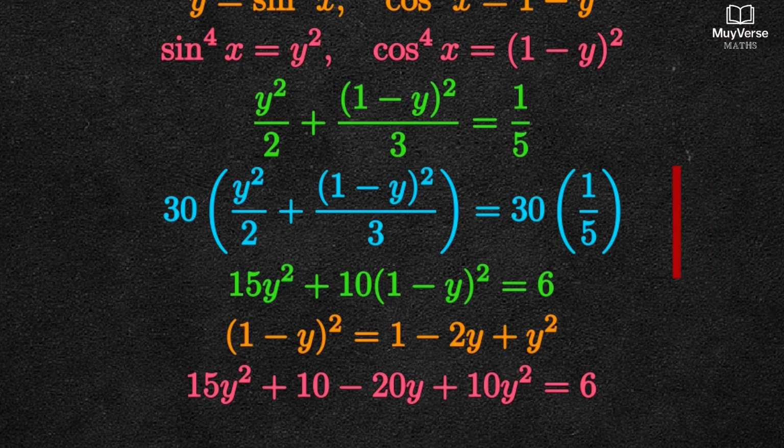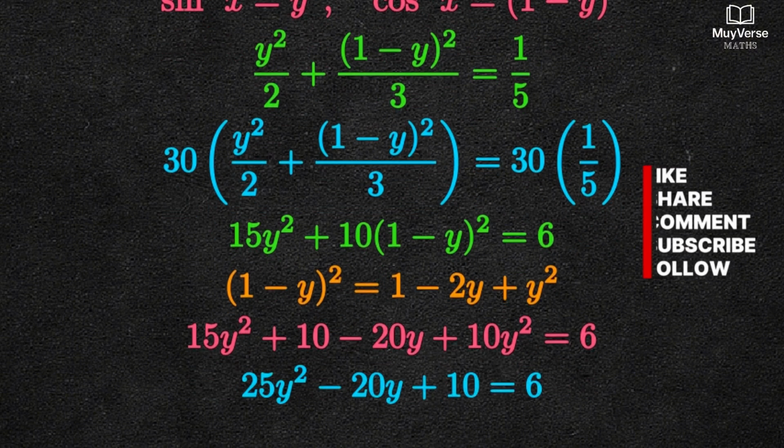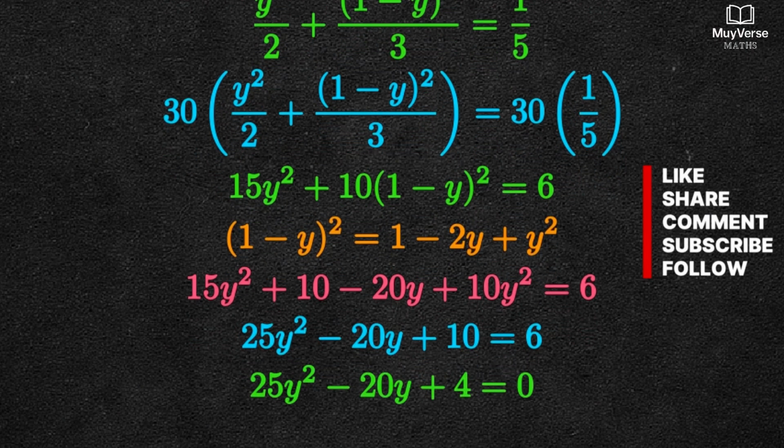Combine like terms. 25y squared minus 20y plus 10 equals 6. Move 6 to the left. 25y squared minus 20y plus 4 equals 0.